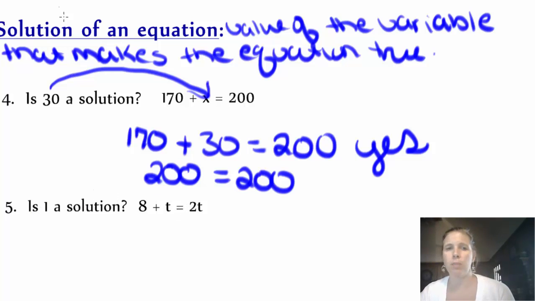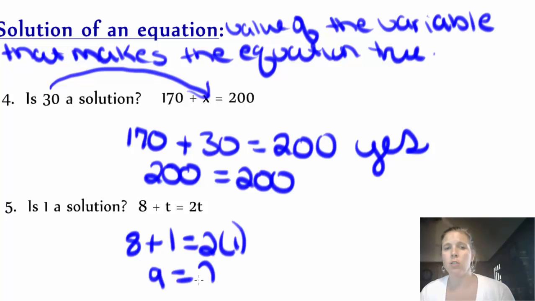Okay. Is 1 a solution to this problem? So now you've got 2 places to put it in. 8 plus 1 equals 2 times 1. Well, 8 plus 1 is 9. 2 times 1 is 2. Those do not equal, so that would be no. It's that simple.